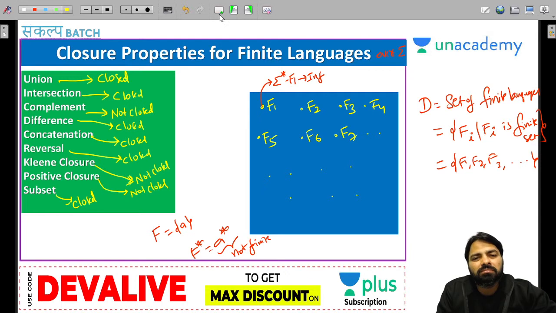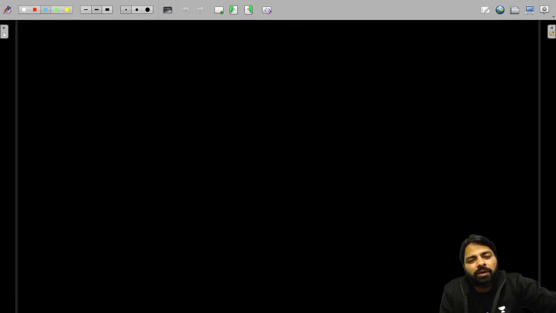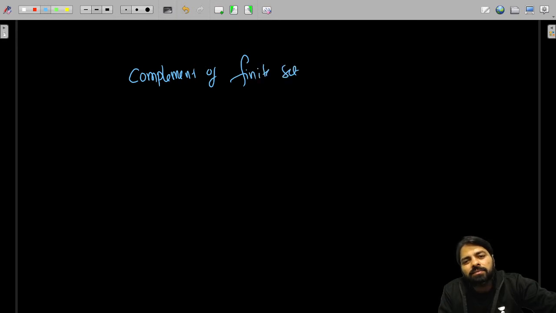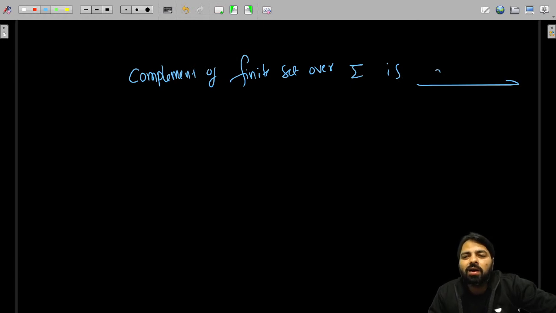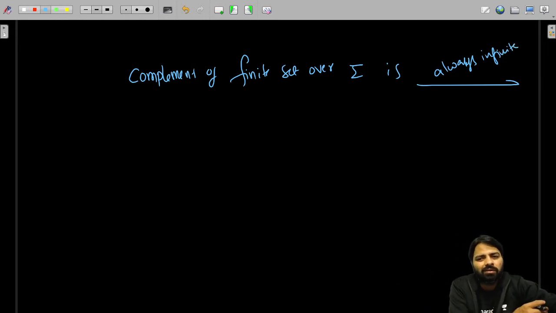And many people don't know the definition of a complement. Then how can I help you? That is very important, right? So the complement of a finite set over sigma, it's not mathematics, over sigma is always infinite. It could be regular, no doubt, but that's later on. Always infinite. How to show that?